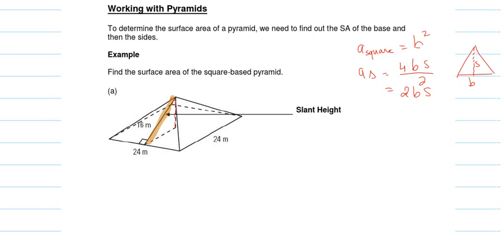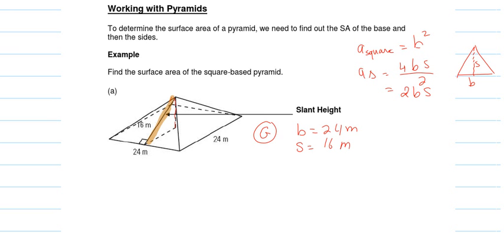So, in this case, I need the base of the pyramid, the length of the base. And I need the slant height. Okay? So, what's the length of B? 24. Yeah. So, B is 24. And do I know what the slant height is? Yes. What is it? 16. So, in this case, it's given to me. Now, that's all I need. I need only B and S, right?